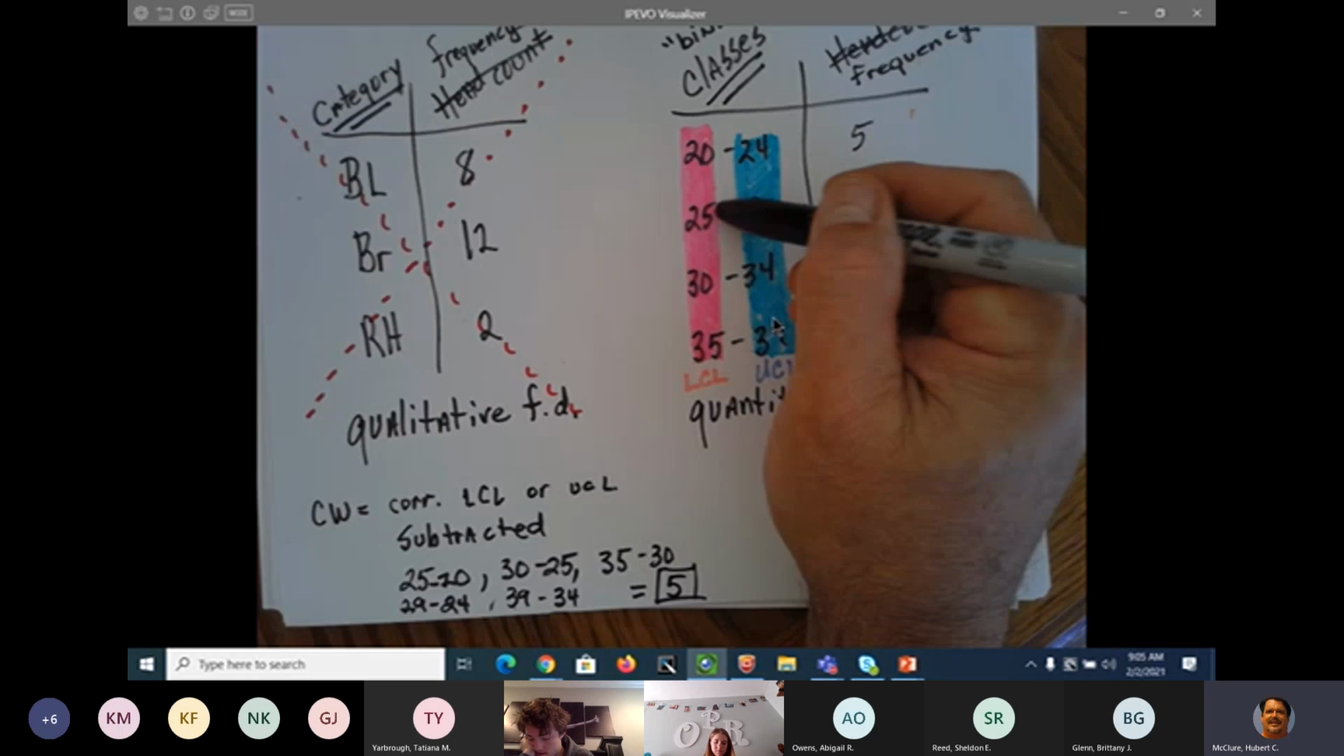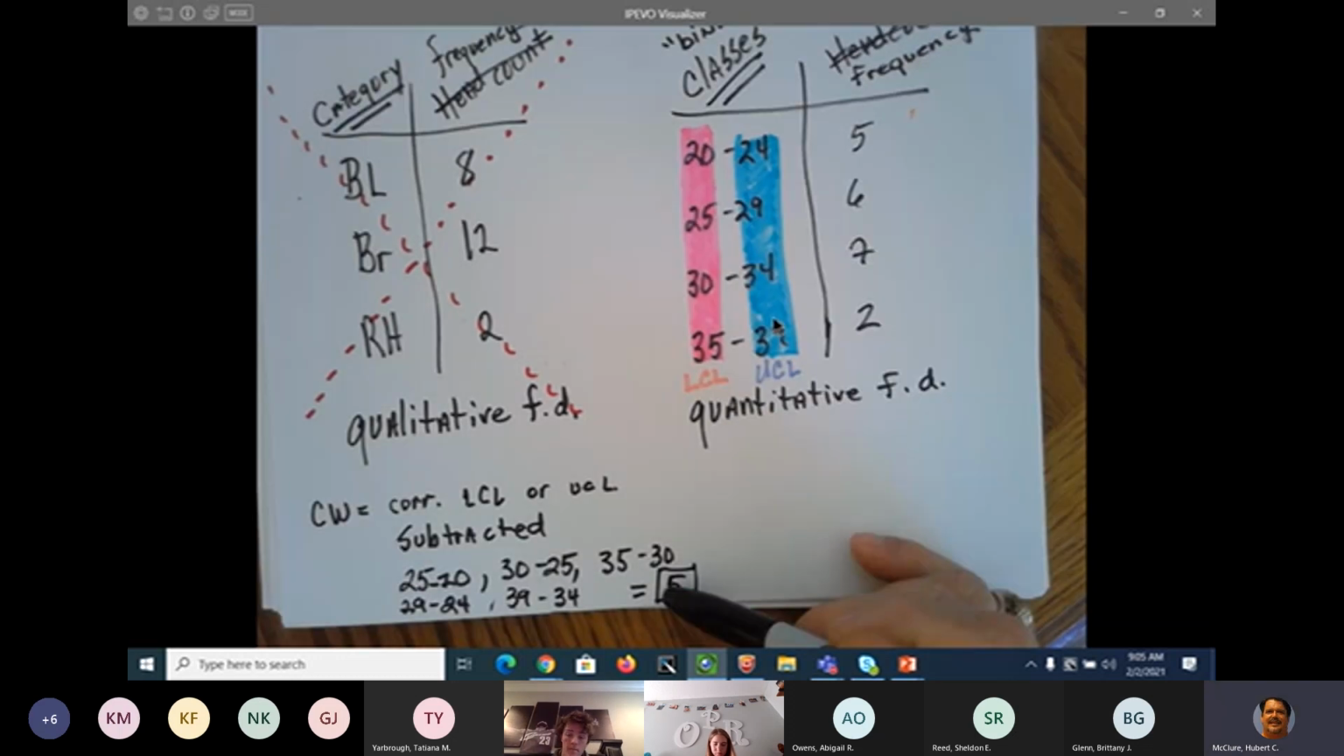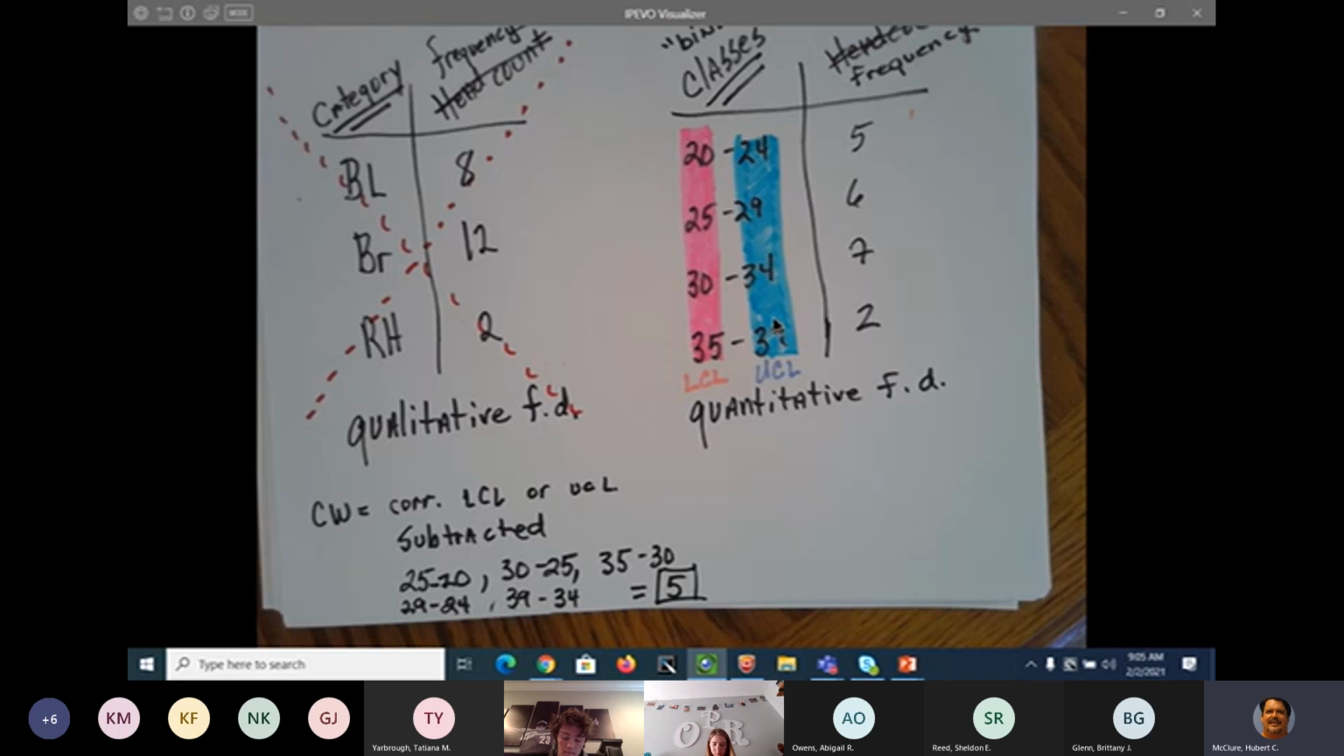25 minus 20, 30 minus 25, 35 minus 30, 39 minus 34, 34 minus 29, and 29 minus 24. 5. That's how you find your class width. Class width. And you will be asked that on my test as well as standardized tests.